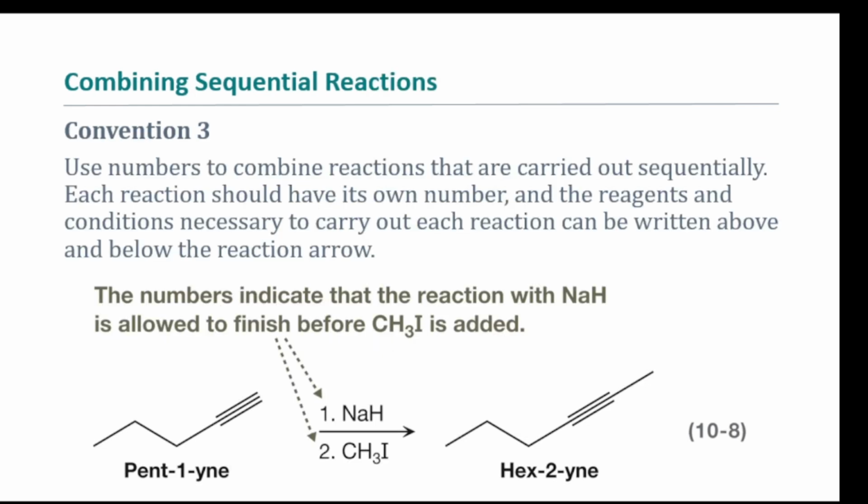Convention 3 is using numbers to combine reactions that are carried out sequentially. Each reaction should have its own numbering, and the reagents and conditions necessary to carry out each reaction are written above and below the reaction arrow. This is for pretty simple reactions, one after another, where you don't want to have 20 different steps. You can shrink it down to 10 steps and number off the steps.